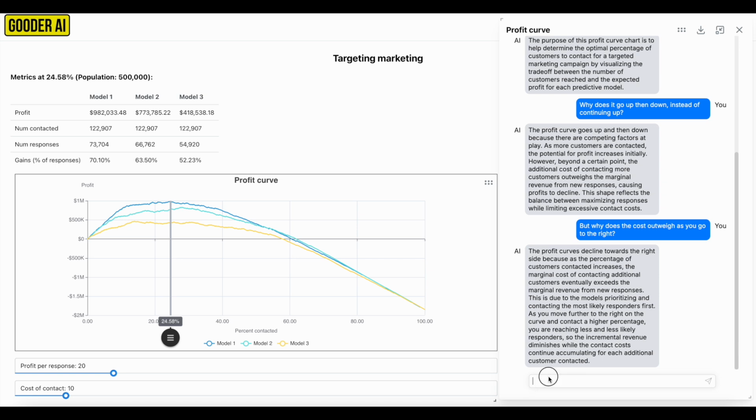Okay, well, let's make that even clearer. Explain that for a 10-year-old using a story.